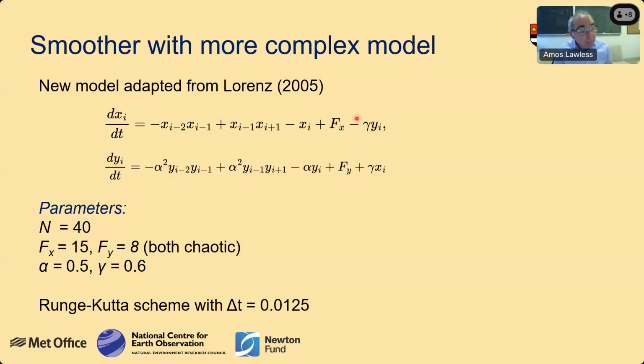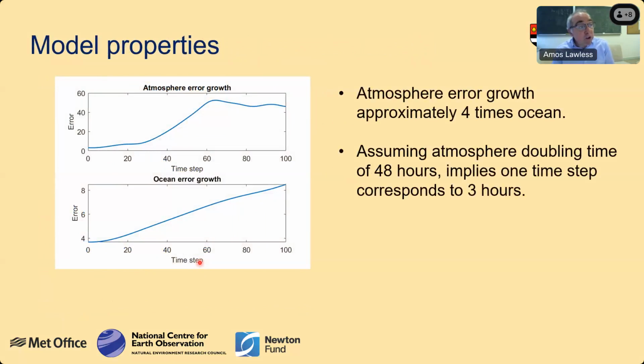We now have a forcing by this gamma parameter of the ocean forcing the atmosphere, and the atmosphere forcing the ocean, with this alpha parameter that allows us to change the different timescales. With these choices of F parameters, both of these systems are chaotic. If we look at the error growth, this is a plot of the error growth against time step, the atmosphere error growth is approximately 4 times the ocean error growth. So we have the right kind of split in timescales.